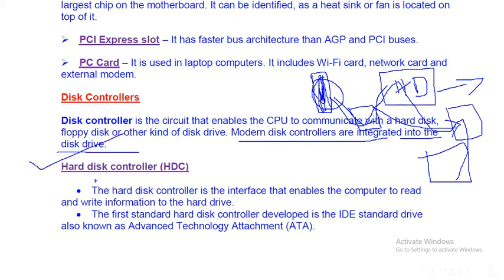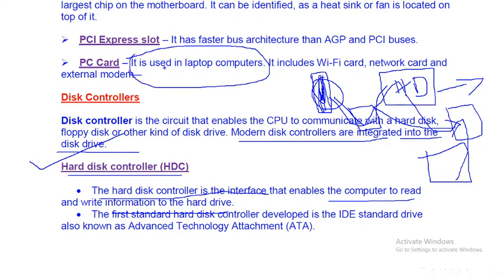The first one is the hard disk controller. The hard disk controller is the interface that enables the computer to read and write information to the hard drive. Suppose I am entering some text into the computer. If I want to store this text permanently, the CPU will be instructed and it will communicate with the hard disk and store this data. So the hard disk controller is an interface, a mediator, that enables the computer to accept and write.